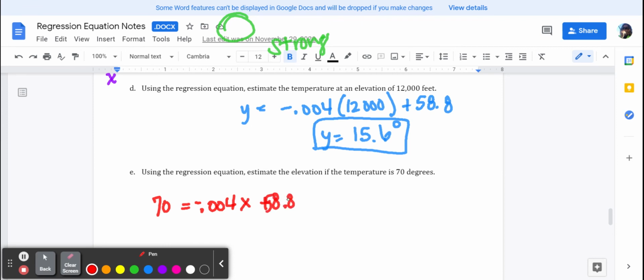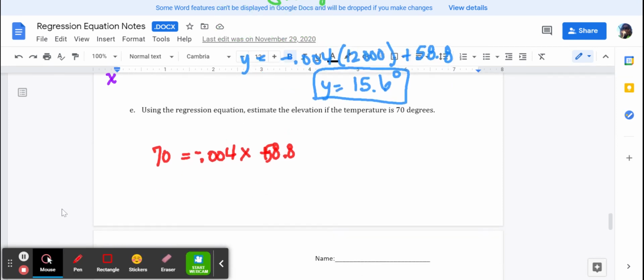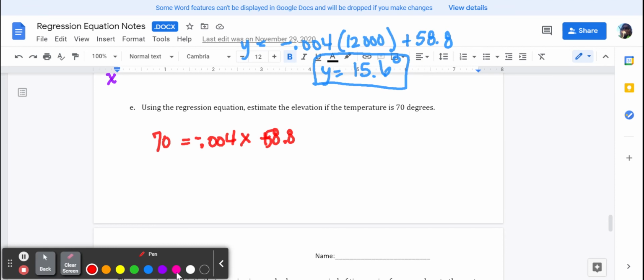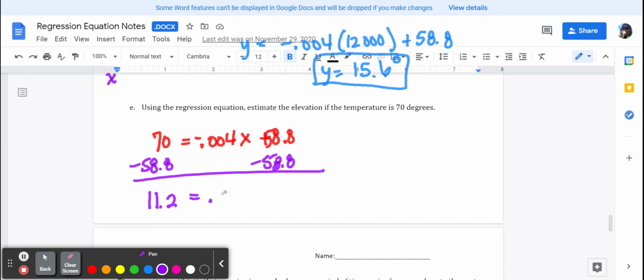So, like most equations that we've solved so far this year, I'm going to start by subtracting 58.8 from each side. When I do that, I'll give you time to put that in the calculator. You should get 11.2. So I'm just going to bring down the other side. Negative 0.004.